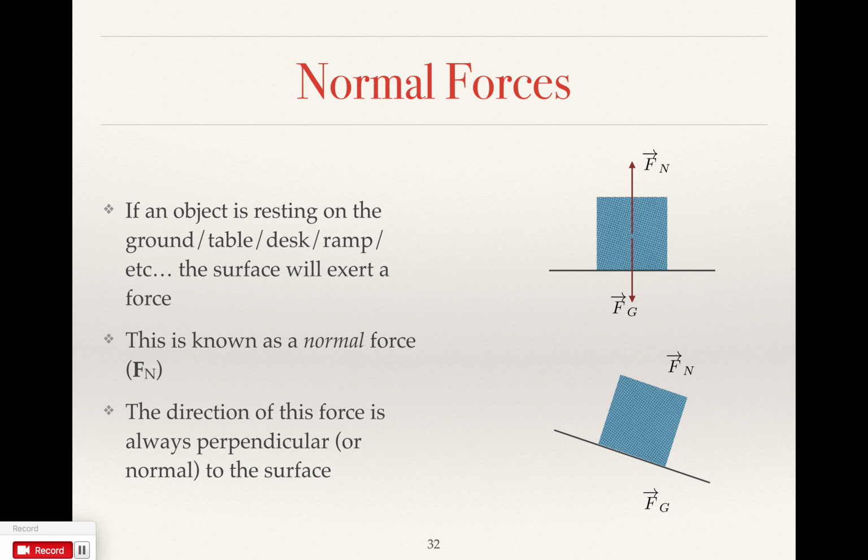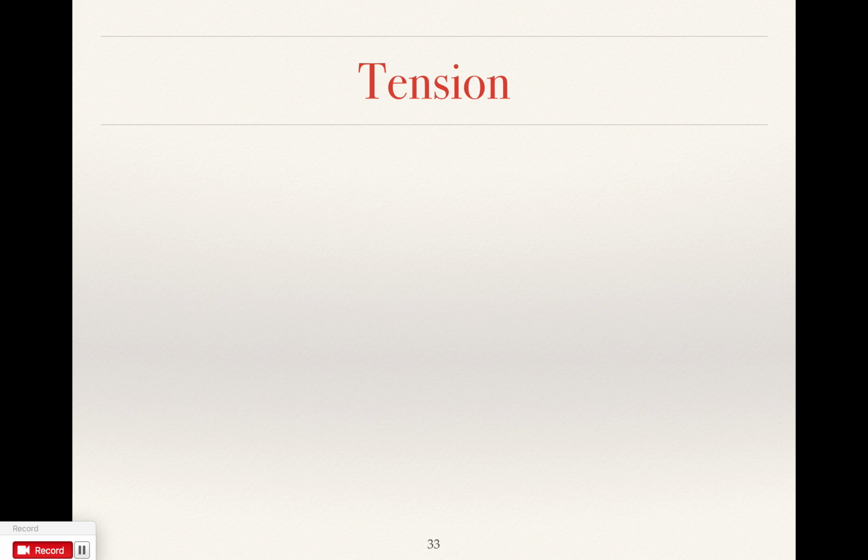Now, on the other hand, if you have a box sitting on an incline, so a table that's tilted or a ramp of some sort, well, the normal force is still going to be perpendicular to that ramp. So if the ramp is in this direction, perpendicular to that is off in this direction. But gravity, since gravity doesn't care about ramps, gravity just always pulls things down. So remember, for a normal force, the direction of the normal force is always perpendicular to the surface.